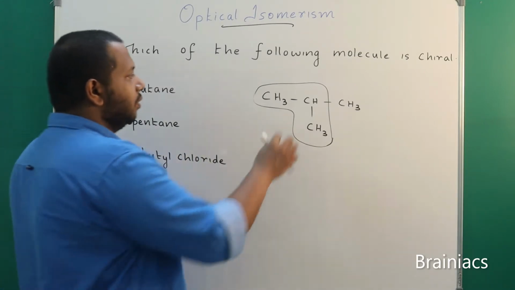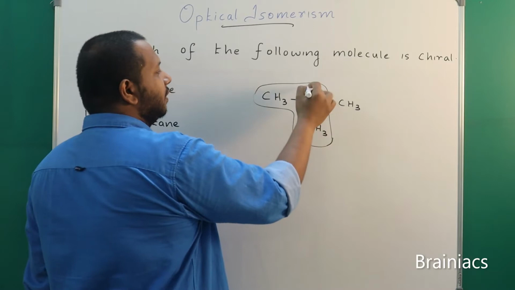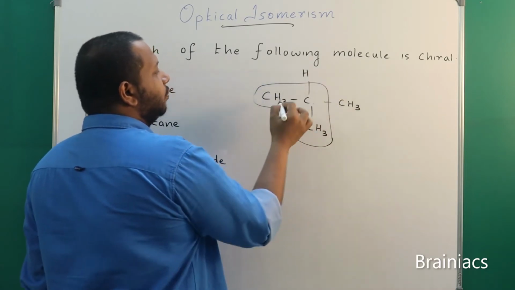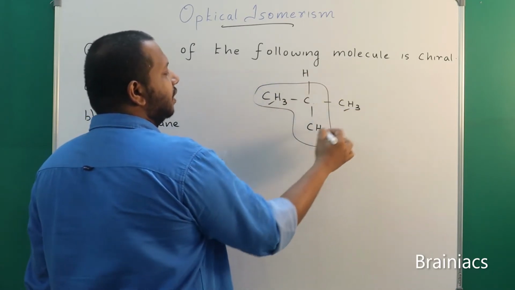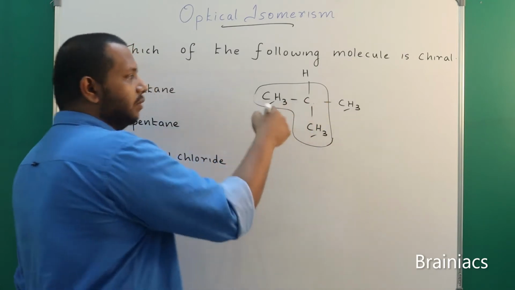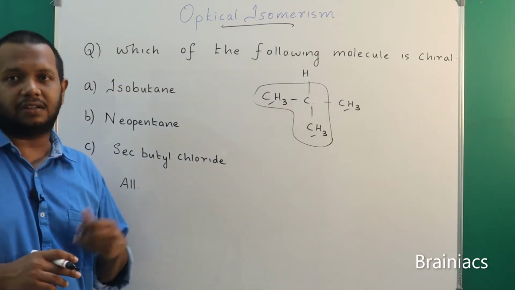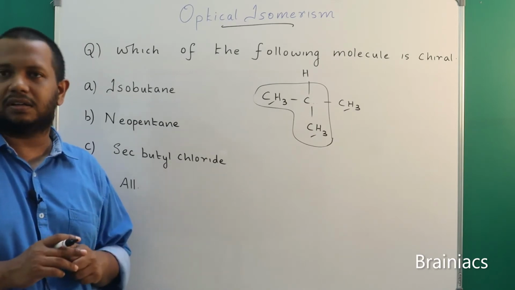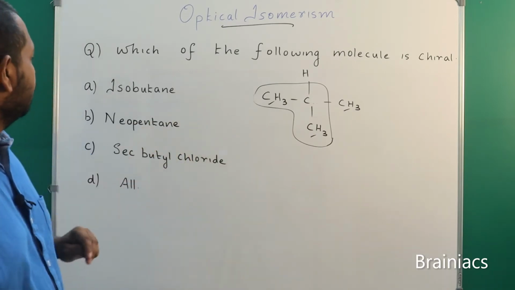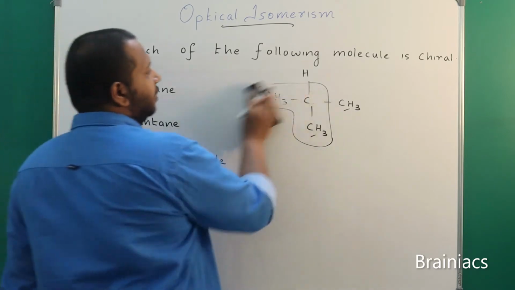Now whether this compound is chiral or not, please check. No. Why? Because if I draw this out, you can understand that this valence is the same as this one, and this is the same as this one. We know that for a carbon to be chiral, its 4 valencies should be different. Then only we can say it is chiral. Correct? So isobutane is not chiral.